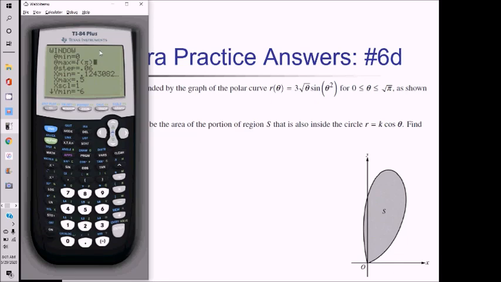All right, and let me just do zoom 0, zoom fit to see what this looks like. Okay, that looks like it could be the same curve, more or less. All right, so let me go back into y equals, r equals, and now I'm going to graph this circle.